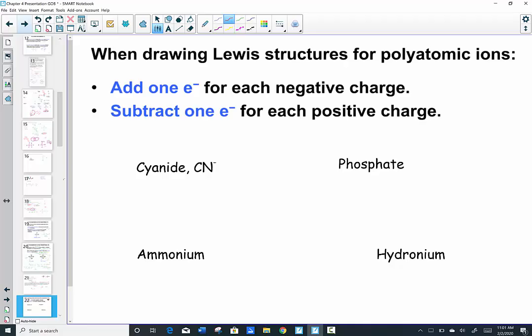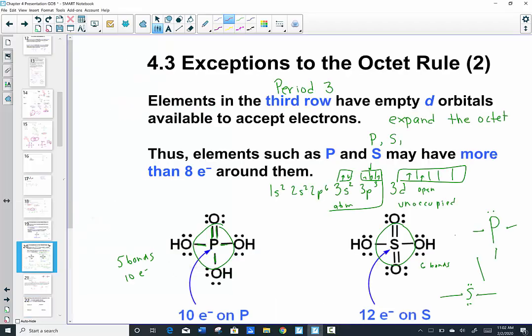When drawing Lewis dot structures for polyatomic ions, what we're looking at here now is, well, let's just pause. Okay, I just paused that video and want to apologize because I wanted to be sure that I had your notes filled in before I took a next new step. I'm just looking at the bottom of page 4.